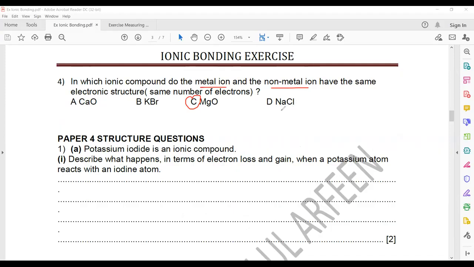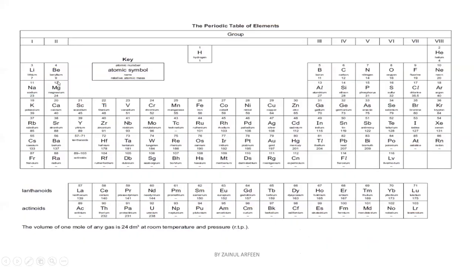Why not D, sodium chloride? So when we check sodium chloride, the sodium atom contains 11 electrons, this number, and the chlorine atom contains 17 electrons. But because an ionic compound is between the ions, sodium will lose an electron. How many electrons will it lose? As it belongs to group 1, sodium will lose 1 electron.